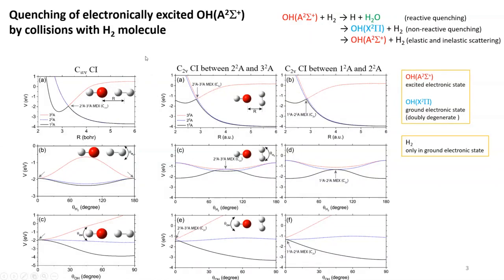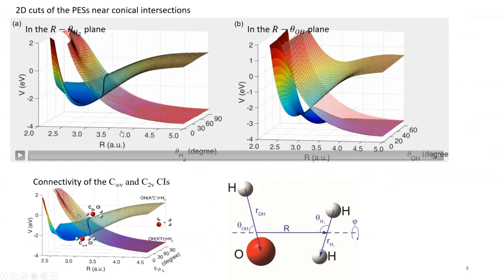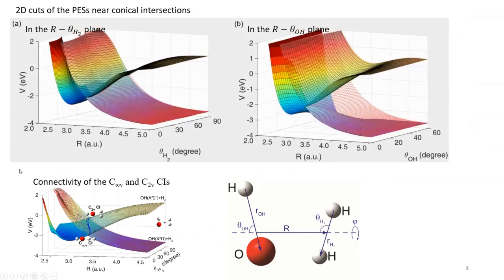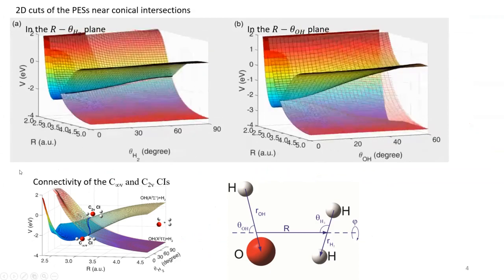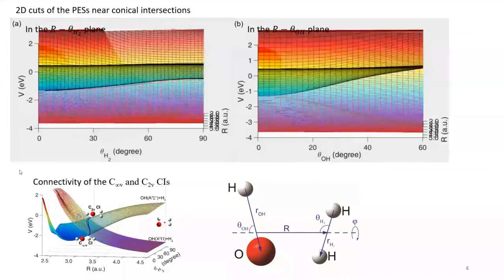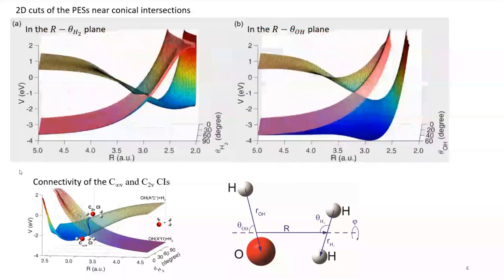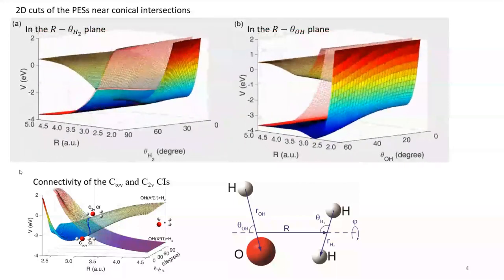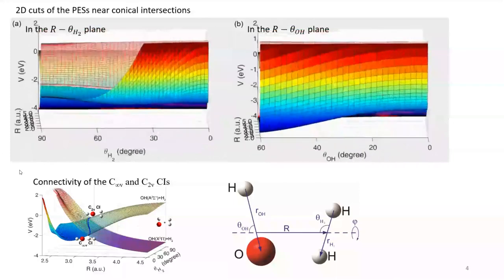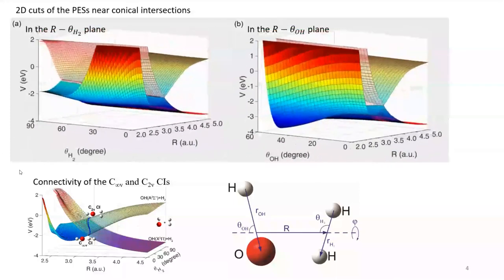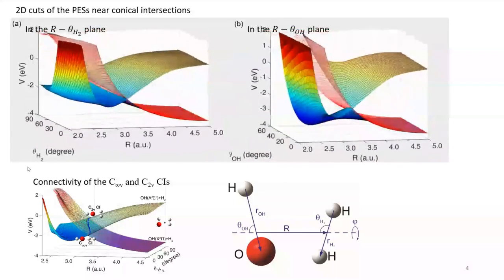Here is an animated view of the 3 surfaces, generated as 2D cuts in the R_H2 and R_OH planes. The black thick line in the left panel indicates a CI seam that connects the C∞v CI and the C2v CIs. The linear CI is much lower in energy than the C2v CIs, which will explain the pure contribution of the linear CI to the non-adiabatic transitions.